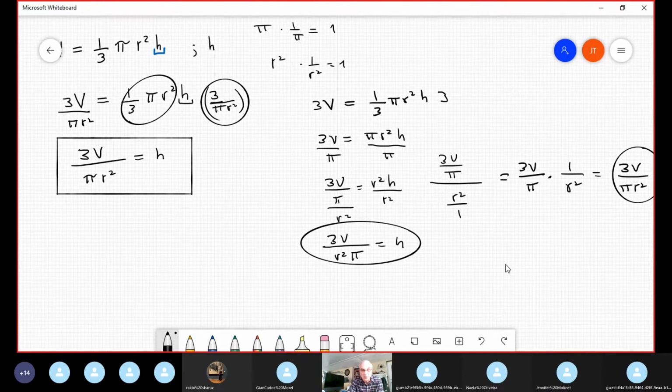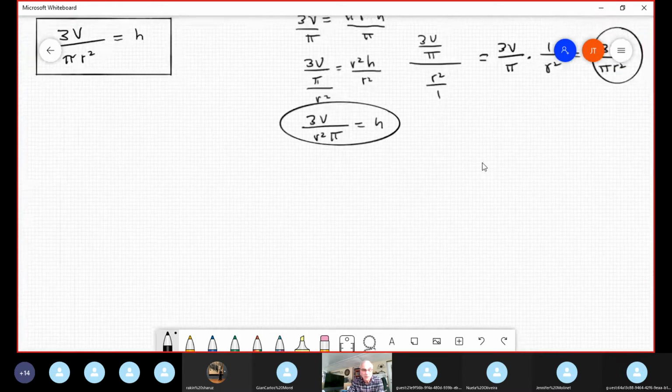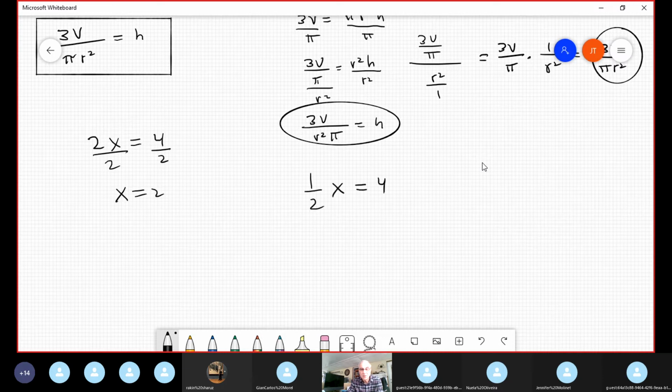So for example, look at that. How do you solve this elementary equation? 2x equals 4. Divided by 2. How do you solve this elementary equation? 1/2 x equals 4. Well, you multiply by the reciprocal. What is the reciprocal of 1/2? 2 over 1. So x equals 8, because 4 times 2 is 8, over 1 is 8.